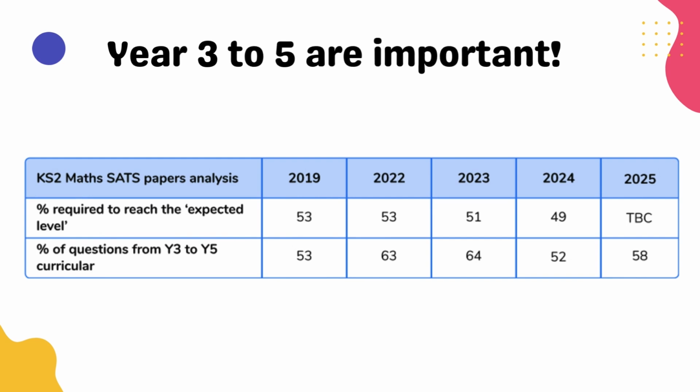And this shows you that in 2024, which is the year before, the percentage of marks you needed to reach the expected standard was 49%. And you could have got that because 52% of the papers came from the year 3 to 5 curriculum. And that's about the same in 23, 22, and 2019. So for most of the years, if the children know their stuff from year 3, 4, and 5, then they can do really well. So those years are still important, okay?